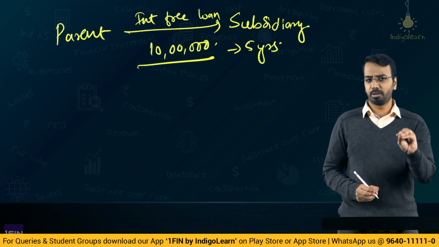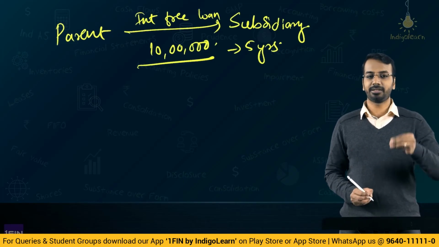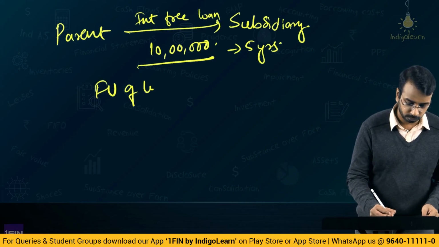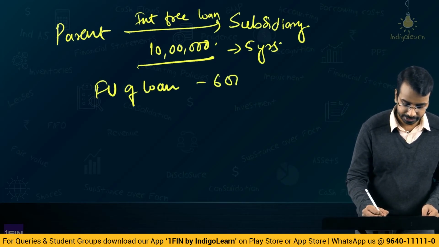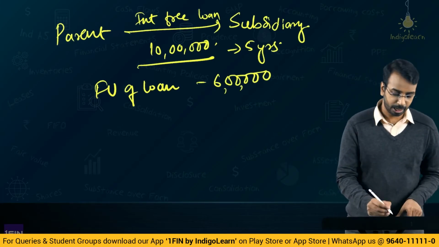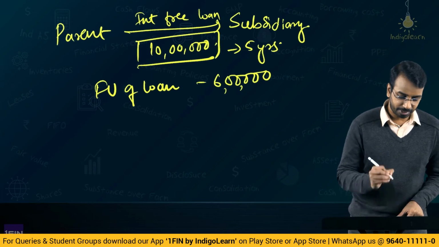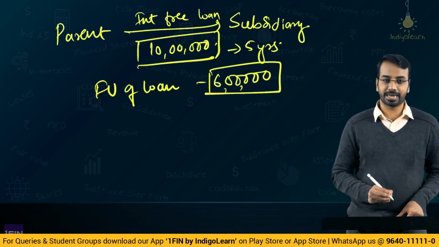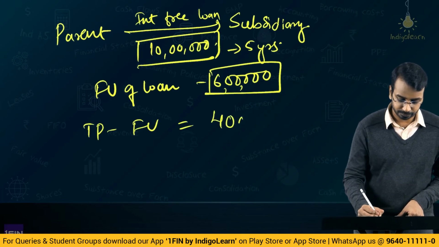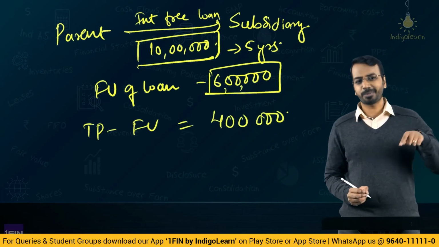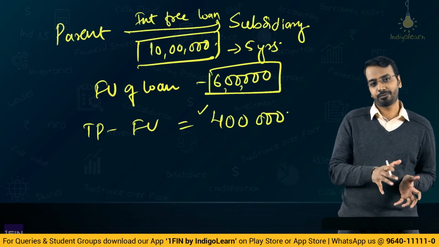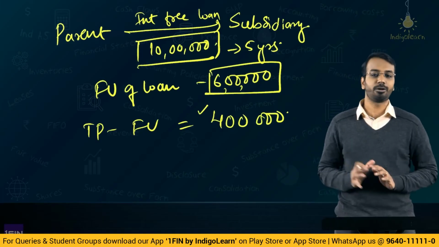Now, using only observable market data for the credit rating, the borrowing cost and all of that, let us assume the fair value of the loan is 6 lakhs. The transaction price is 10 lakhs, the fair value is 6 lakhs. Transaction price minus fair value, there is a difference of 4 lakhs. As per the guidance under Ind AS 109, you have to defer this 4 lakhs and amortize it to P&L over a period of time.